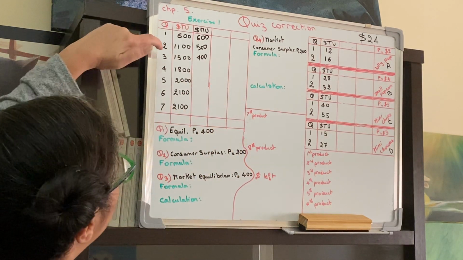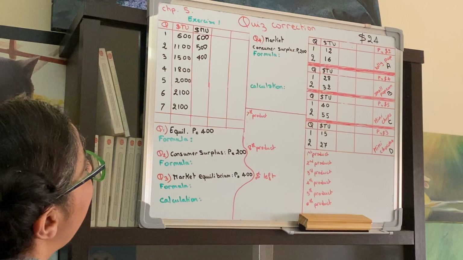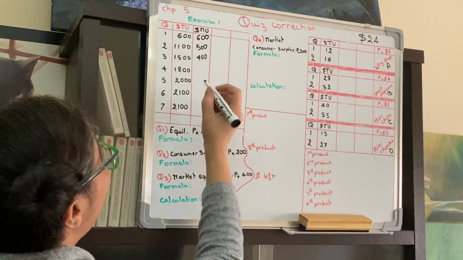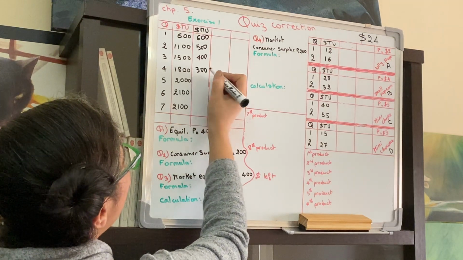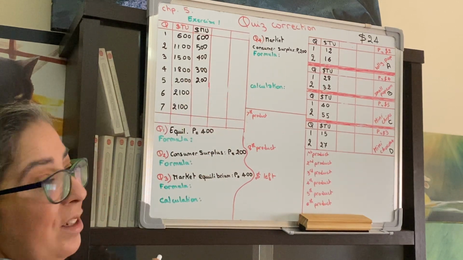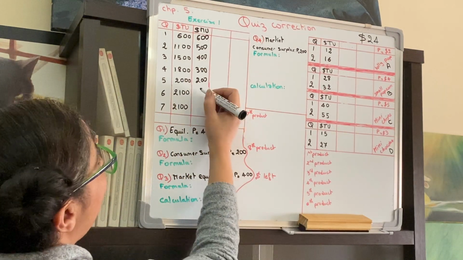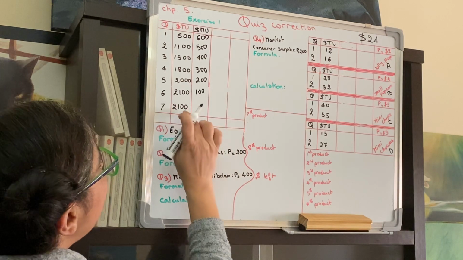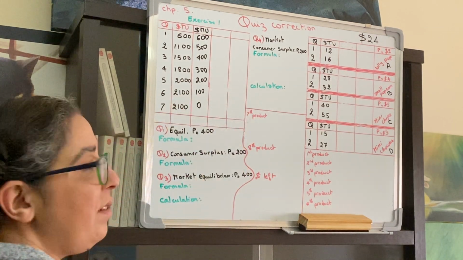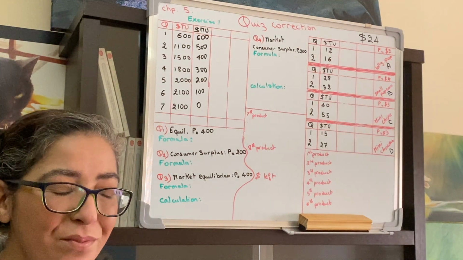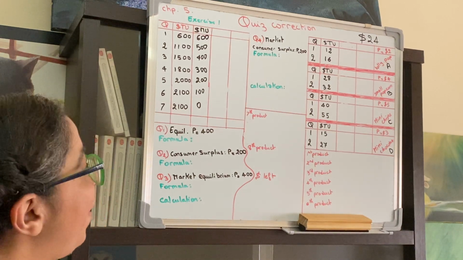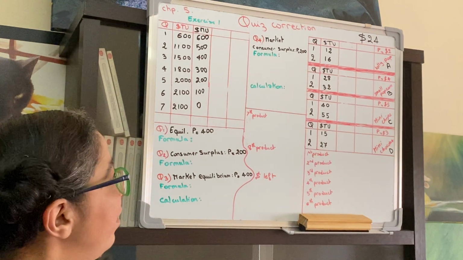1,800 minus 1,500, that would be 300. Then here it's 200, so it's 2,000 minus 1,800. 2,100 minus 2,000, that's 100. And then 2,100 minus 2,100, it's going to give you a 0. Okay? Now the first question is to find the equilibrium when the price is 400.